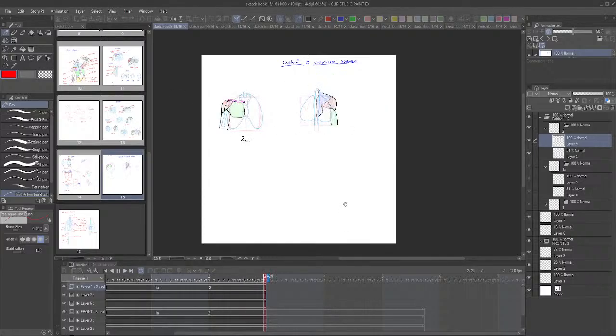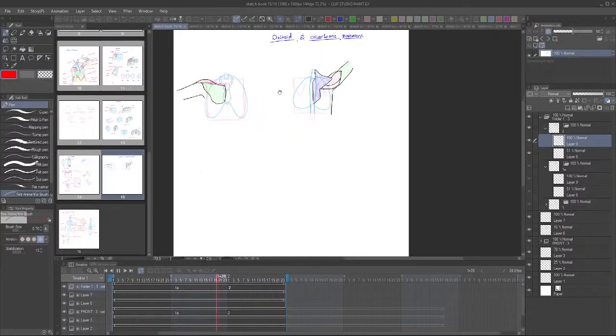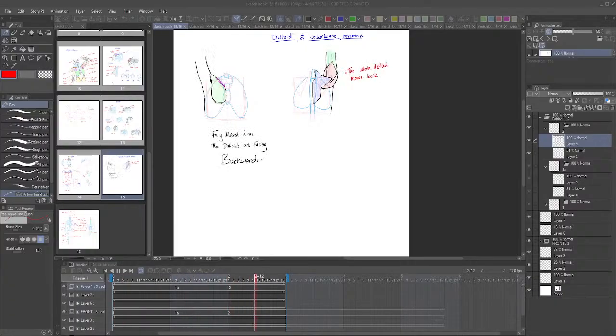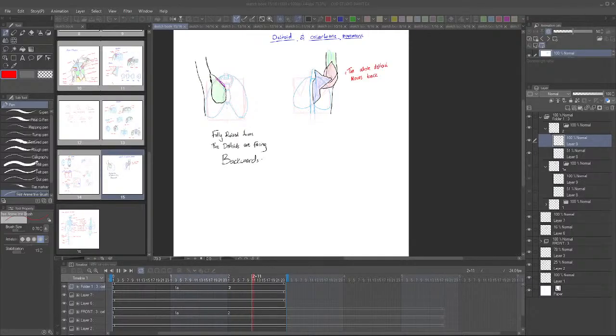Anyway, let's continue drawing. Anatomy for animators. We should make a book like that, right? You have anatomy for sculptors, so we should have anatomy for animators. Because I think what you need to know most as an animator is how joints and muscles move.